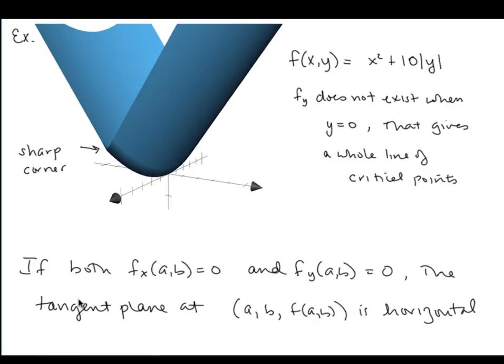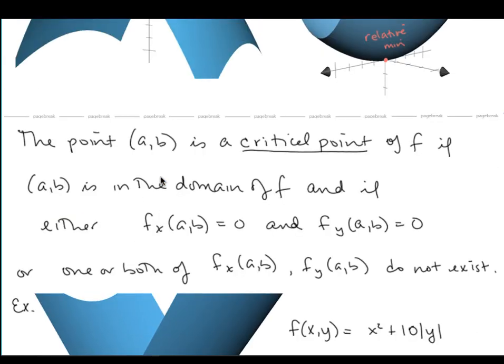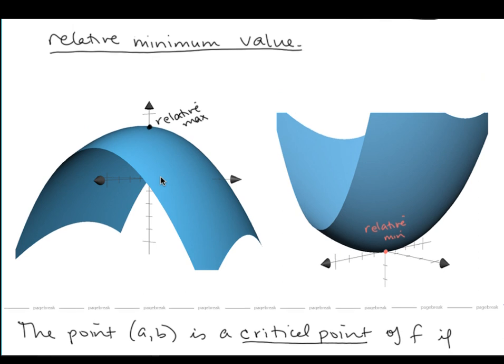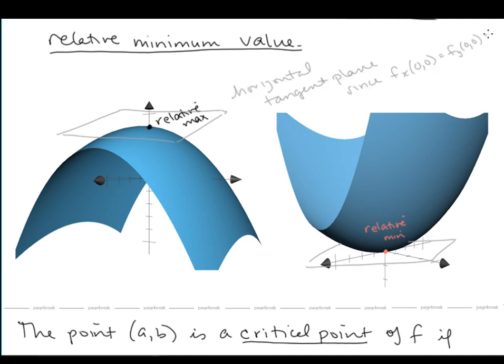Now we said with functions of one variable that if the derivative is equal to 0 at x equals c, then we have a horizontal tangent line. Here, if both partials are equal to 0, we get a horizontal tangent plane. Now that's not happening here because f sub y does not exist. But if we go back up to these two surfaces, we could see that our tangent planes would be horizontal here, since both partials equal 0 at that point.